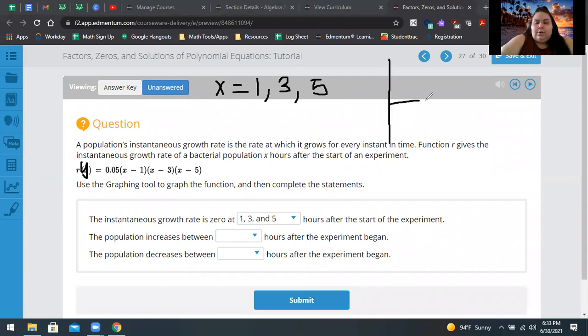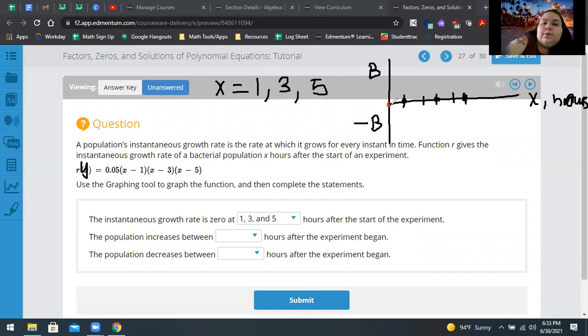So here is my graph. This is B for my bacteria cells. This is -B, meaning that there's no bacteria cells. And this is my x for the hours. Let me just spell it out. So I have it at 1, 2, 3, 4, 5. The points that I'm going to test are the ones not on here. I don't mind testing out 0.